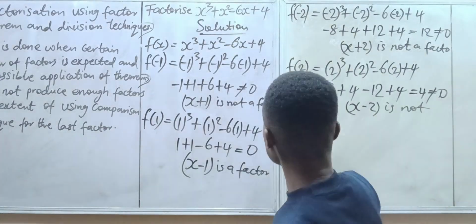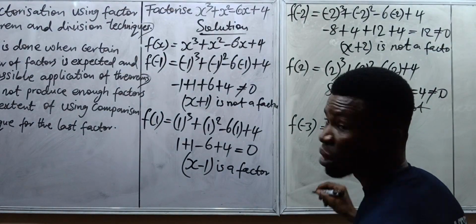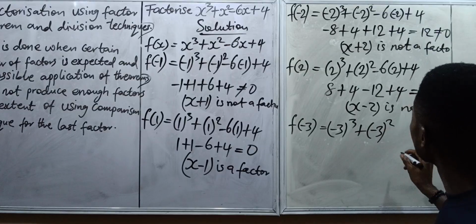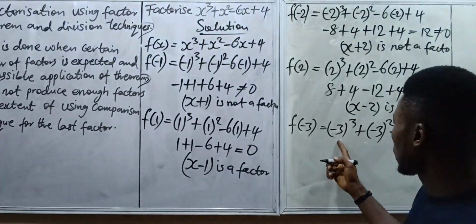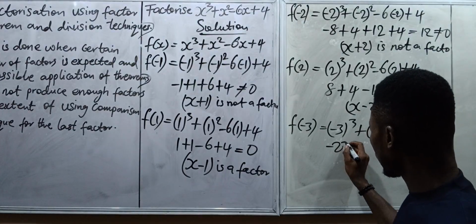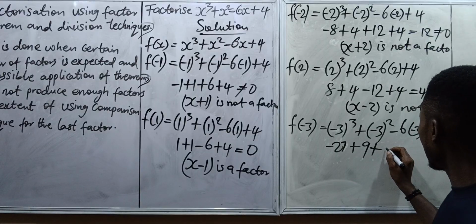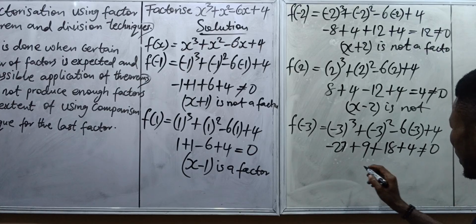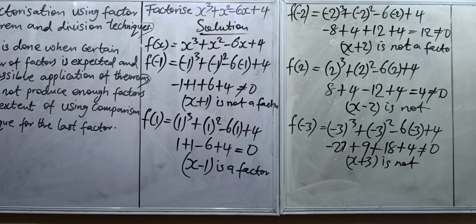Now, let's go over to f of minus 3. This will give us minus 3 to the power 3, then plus minus 3 to the power 2, then minus 6 times minus 3, and plus 4. This will give us minus 27, plus 3 times 3, 9, plus 18, 3 times 6 is 18, plus 4. Now let's see. This is not equal to 0. So this is not a factor also. x plus 3 is not a factor. Now let's continue.